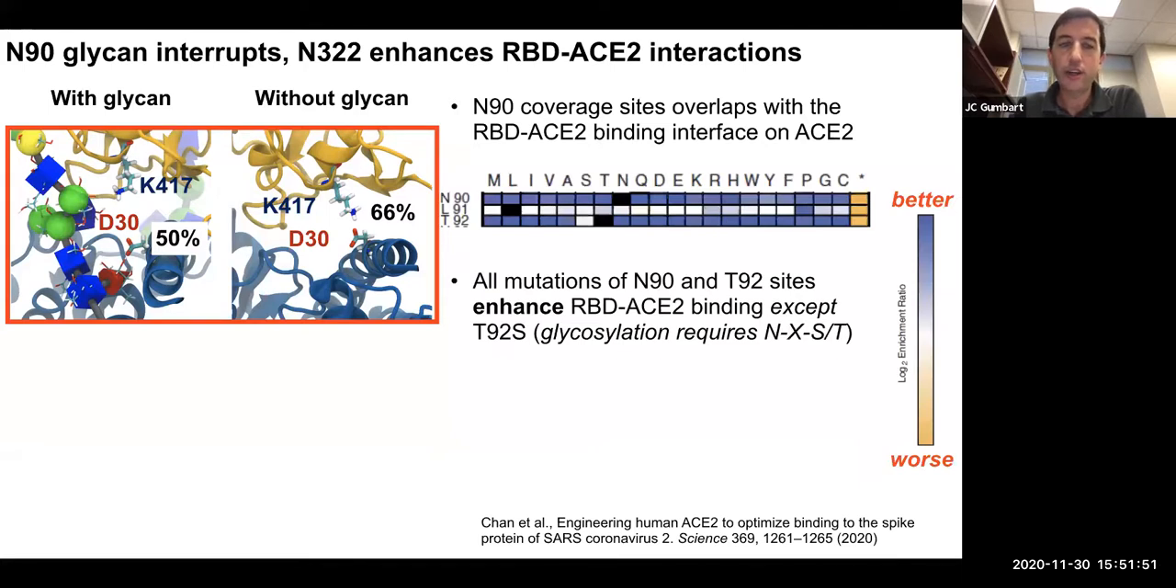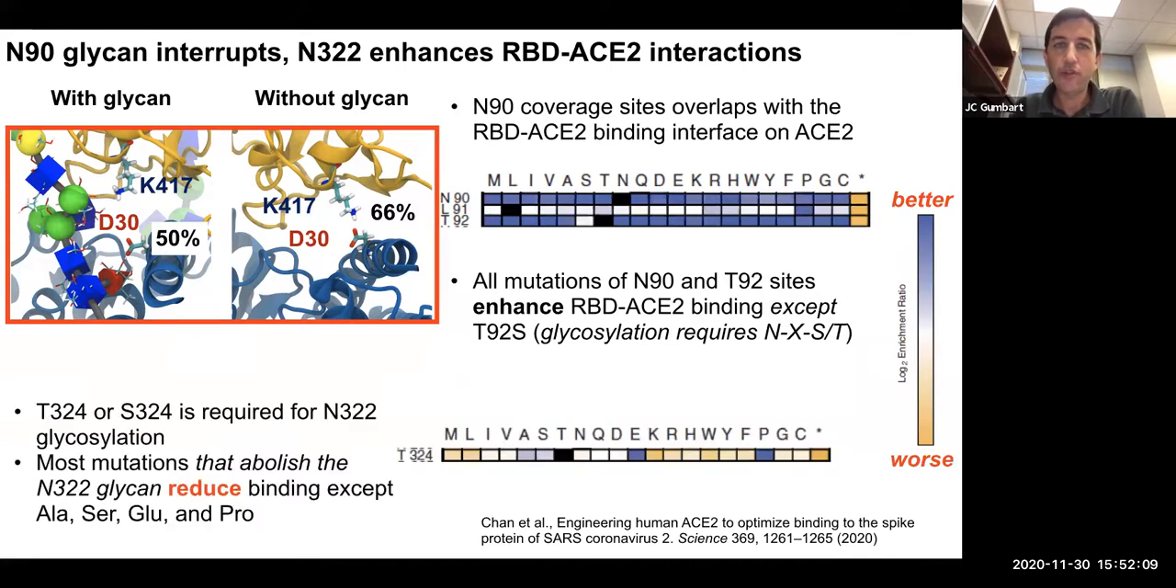This actually agrees pretty well with experimental results, where they found mutations of ACE2 that eliminate that glycosylation site actually enhance binding to the receptor binding domain. Contrast that with the N322 glycan, where mutations that abolish that glycan actually reduce binding to the receptor binding domain.